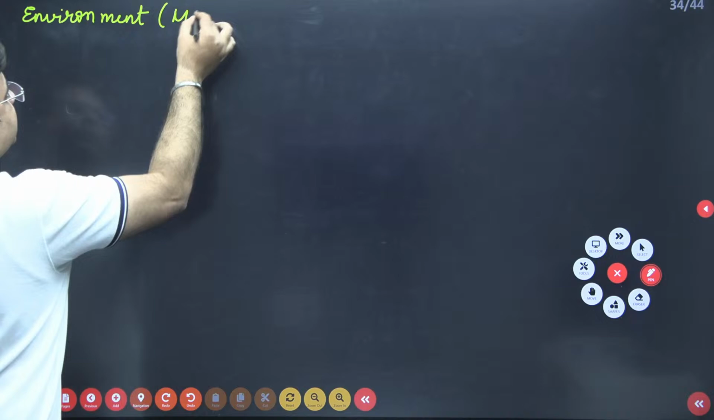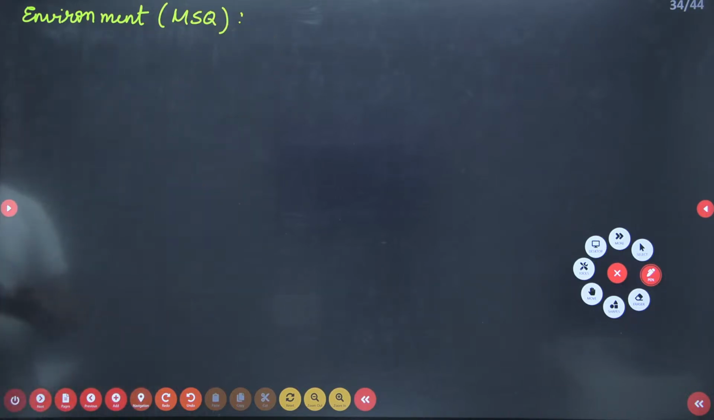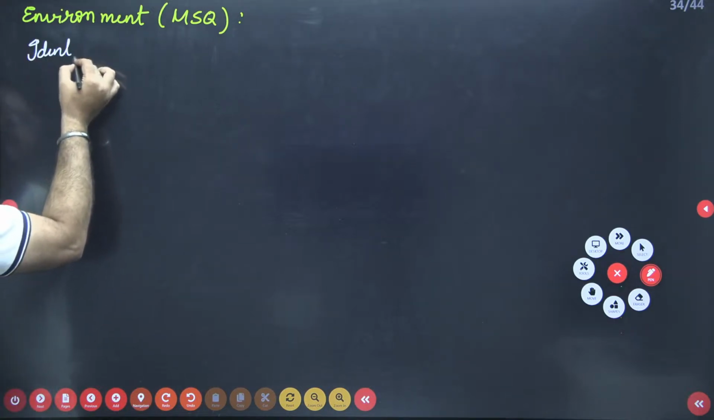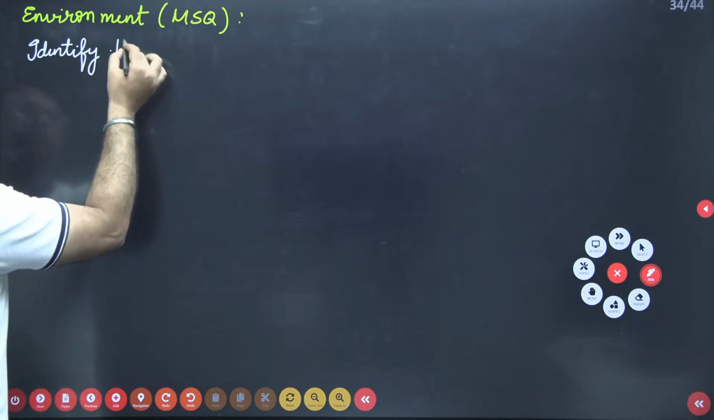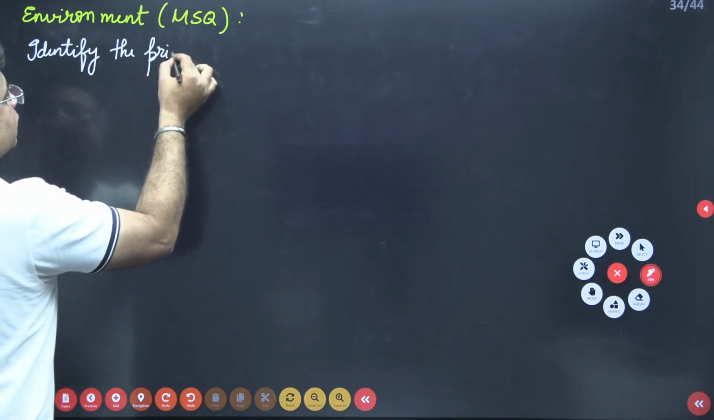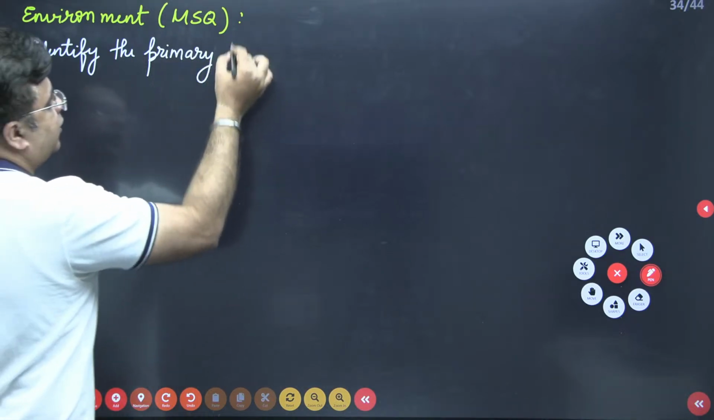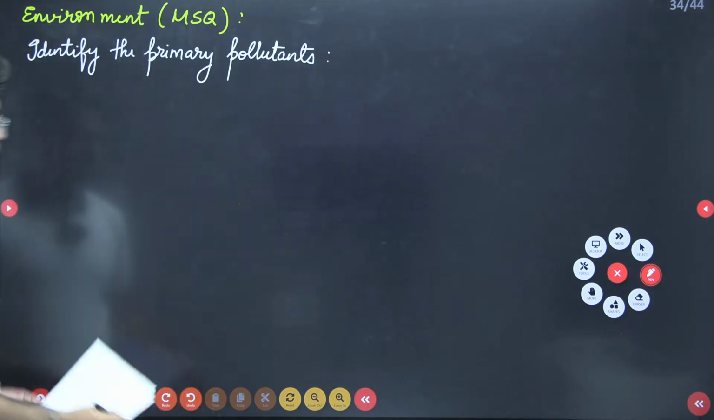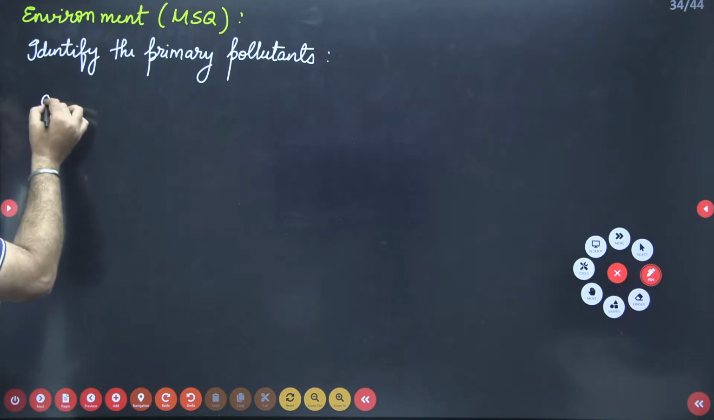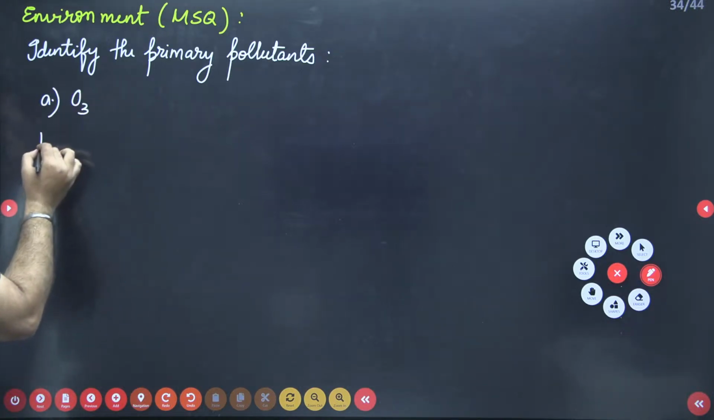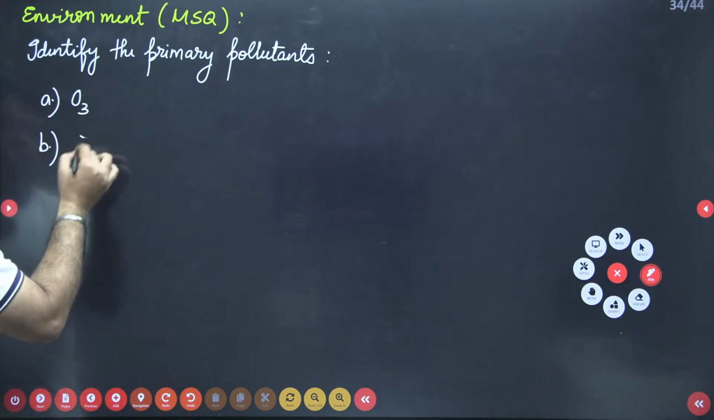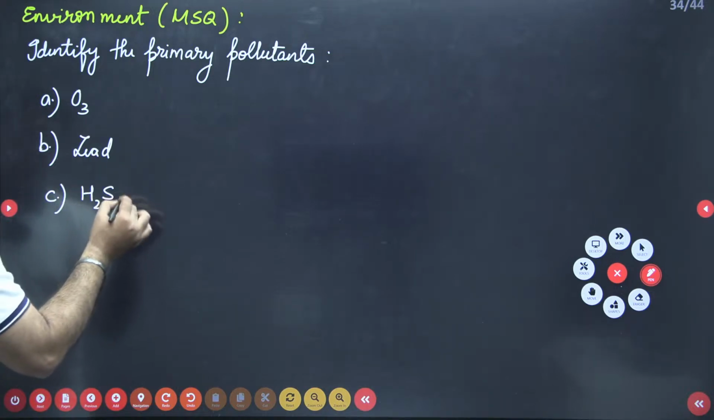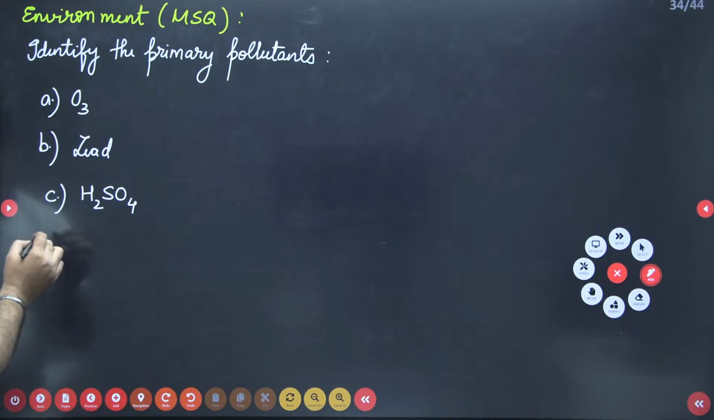So next again an environment question, and it's a multiple select question which says: identify the primary pollutants. You need to identify the primary pollutants. Okay, so the pollutants given to you are ozone, then lead, then H2SO4, then SO4.